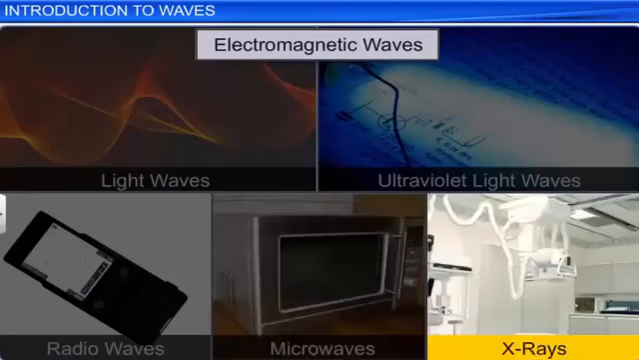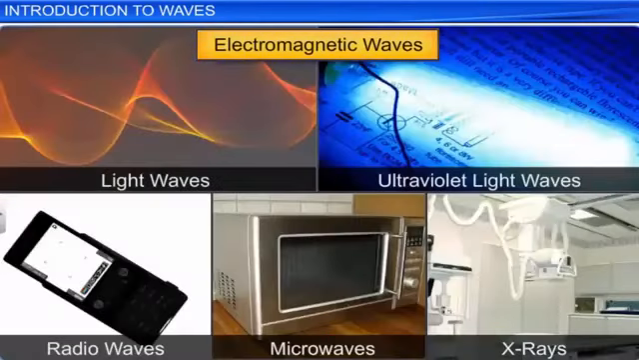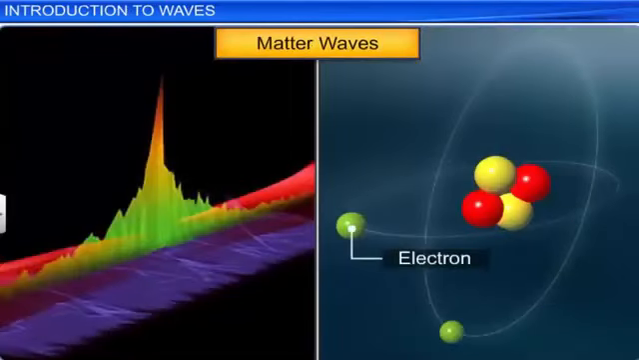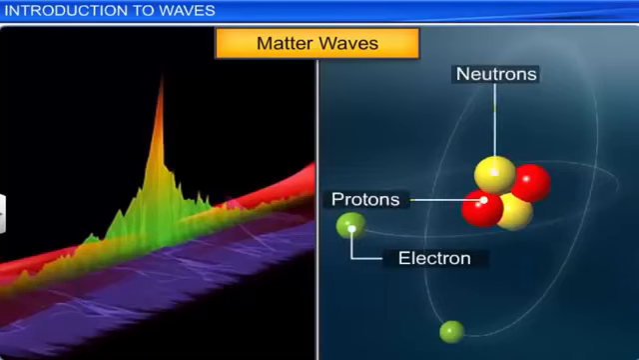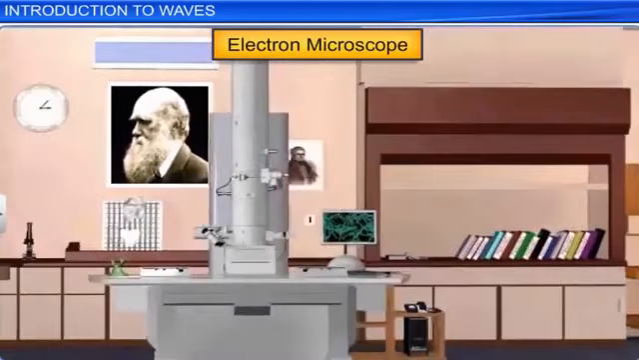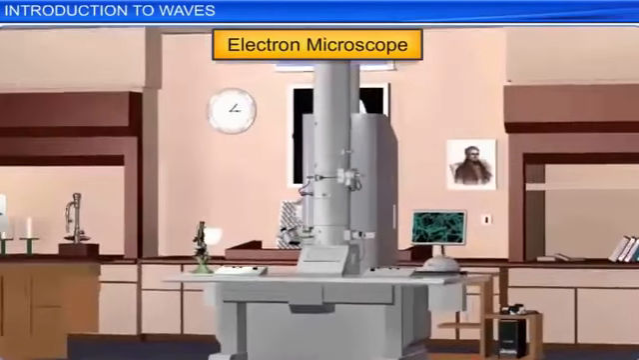Matter waves are associated with moving electrons, protons, neutrons, and other fundamental particles. The electron microscope works on the principle of the motion of electrons, thereby constituting matter waves. Let us now discuss mechanical waves in detail.